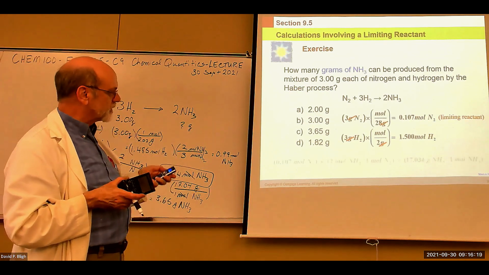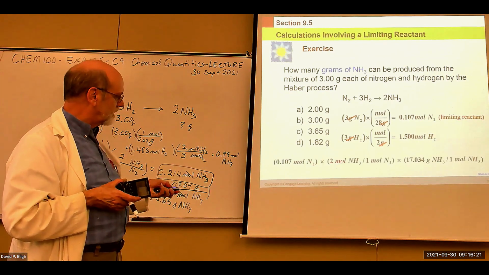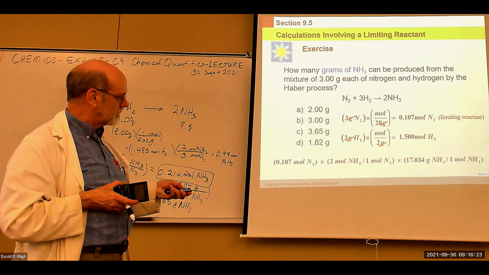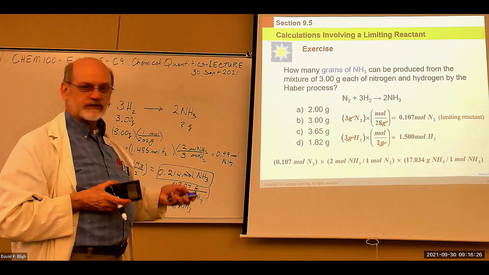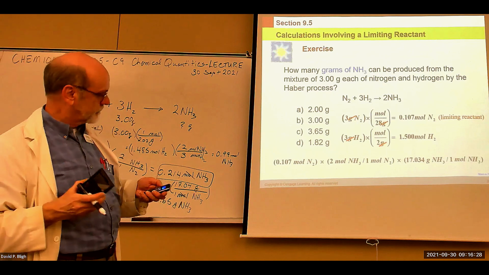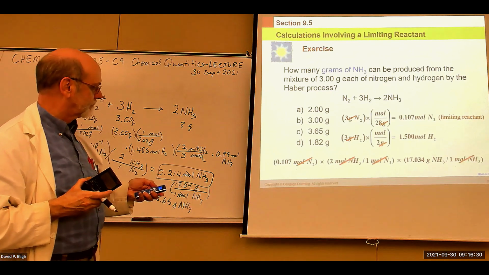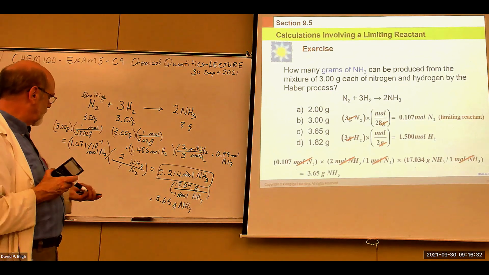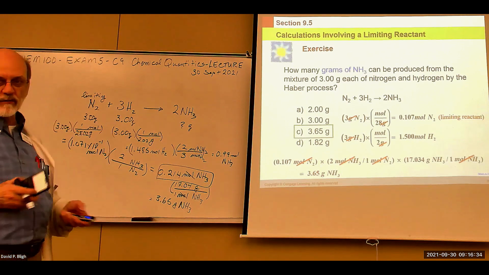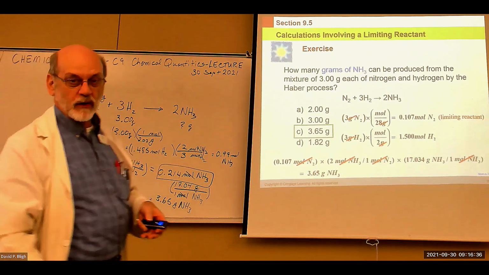And in this case, we're going to take that limiting reactant, convert it to moles of ammonia, and convert moles of ammonia to grams. And there you have it, 3.65 grams of ammonia. Either way works.